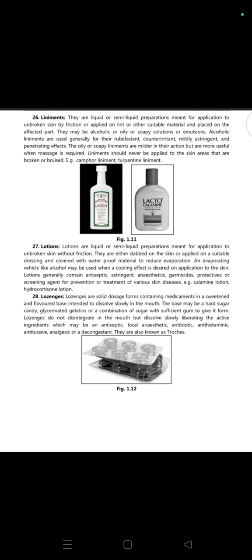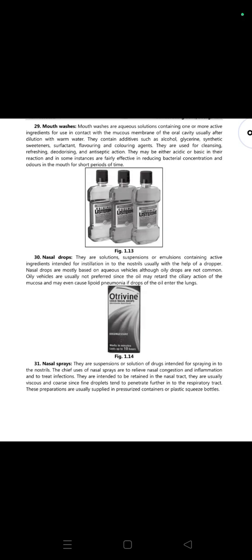Then lotions. Lotions are liquid or semi-solid, semi-liquid preparations meant for application to unbroken skin without friction. They are either dabbed on the skin or applied to a suitable dressing and covered with waterproof material to reduce evaporation. Then lozenges. Lozenges are solid dosage forms containing medicaments in a sweetened and flavored base intended to dissolve slowly in the mouth. Then mouthwashes. Mouthwashes are aqueous solutions containing one or more active ingredients for use in contact with the mucous membrane of the oral cavity, usually after dilution with warm water.